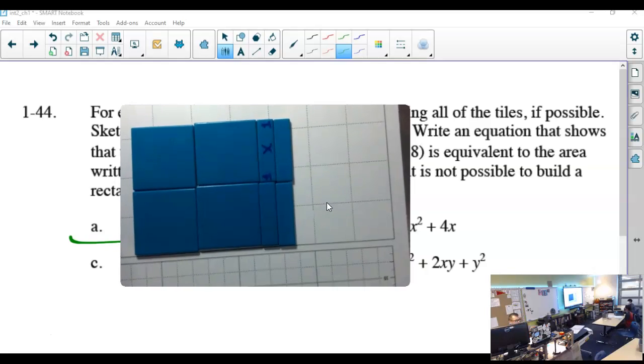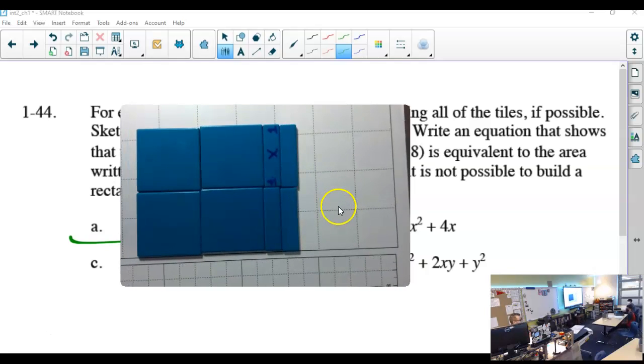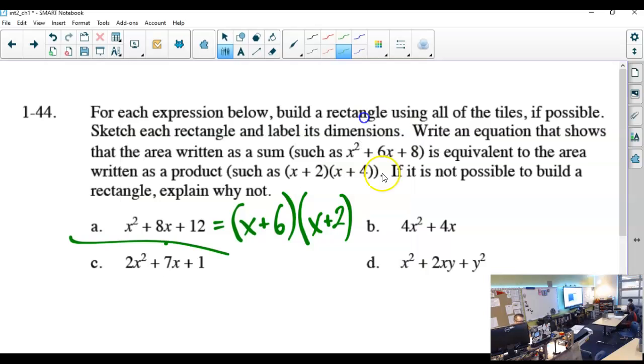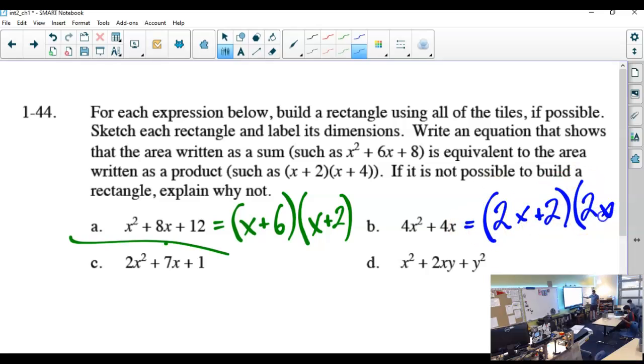2x squared plus 2x. What? 2x squared plus 2x. The dimension? How long is this edge? I mean 2x plus 2. How long is this edge? So real quick on our paper, let's write down one thing this can equal. One thing this can equal is 2x plus 2 times 2x.